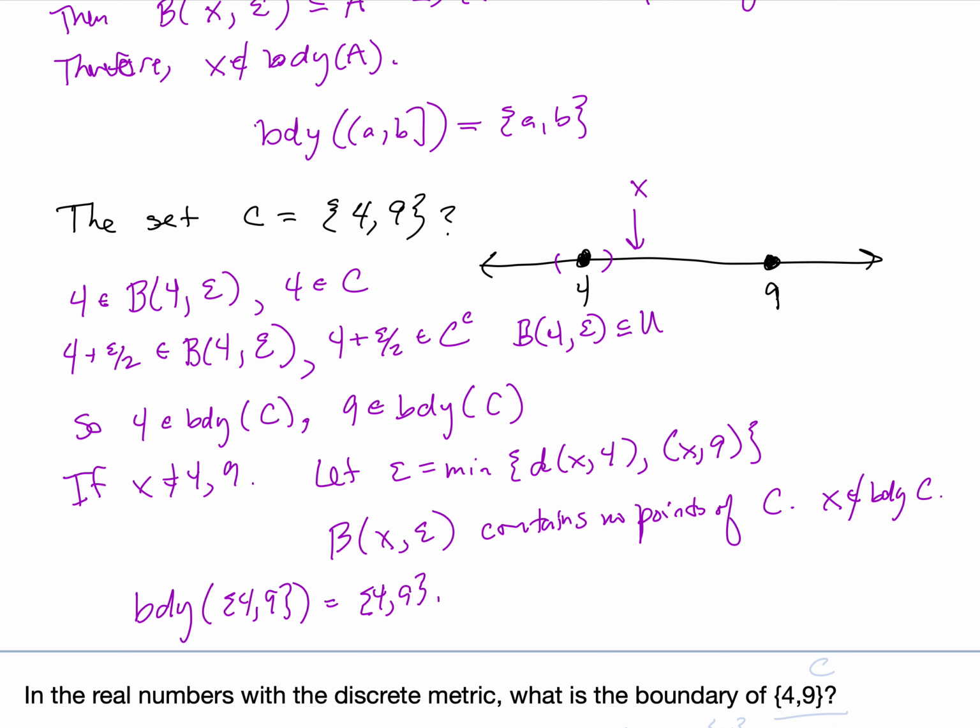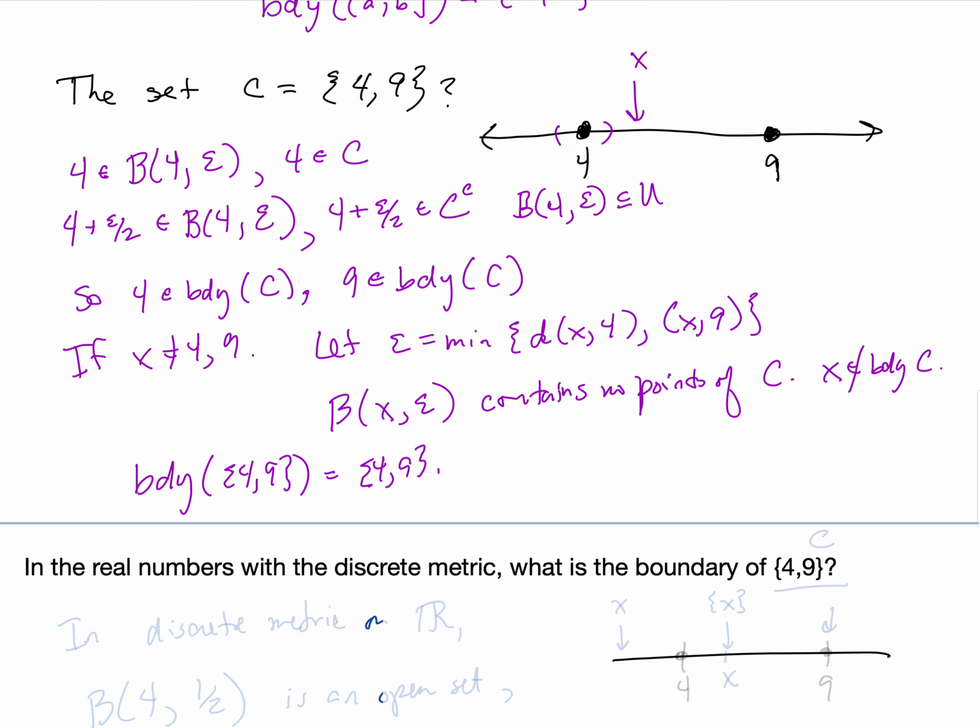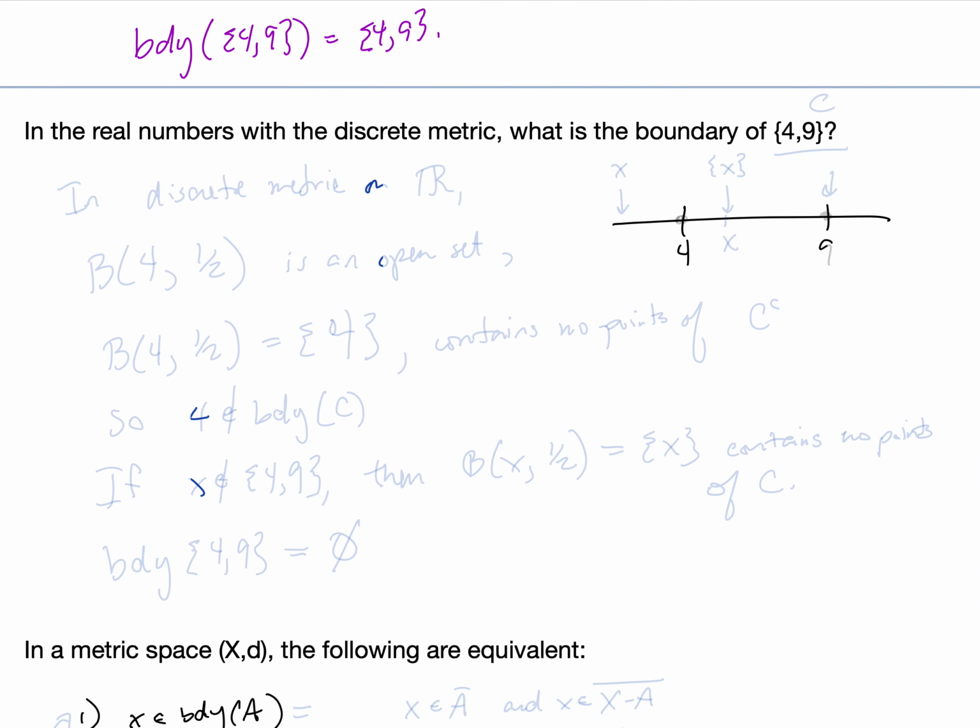Finally, let's look at the real numbers in the discrete metric for that same set. So again, we've got our set with 4 and 9, and what is the boundary of this set? So let's look at, first of all, open sets in the discrete metric. On the real numbers, again, we know that the distance between 2 points is 0 if the points are equal and 1 if the points are not equal.